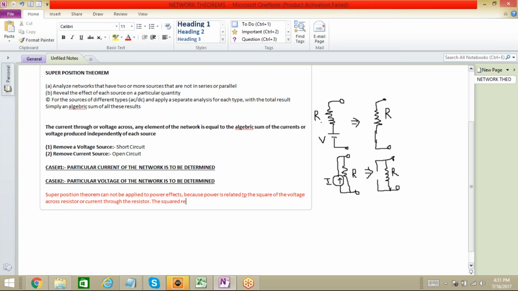squared term results in a non-linear relationship between power and the determining current and voltage. Let me show this to you graphically actually.